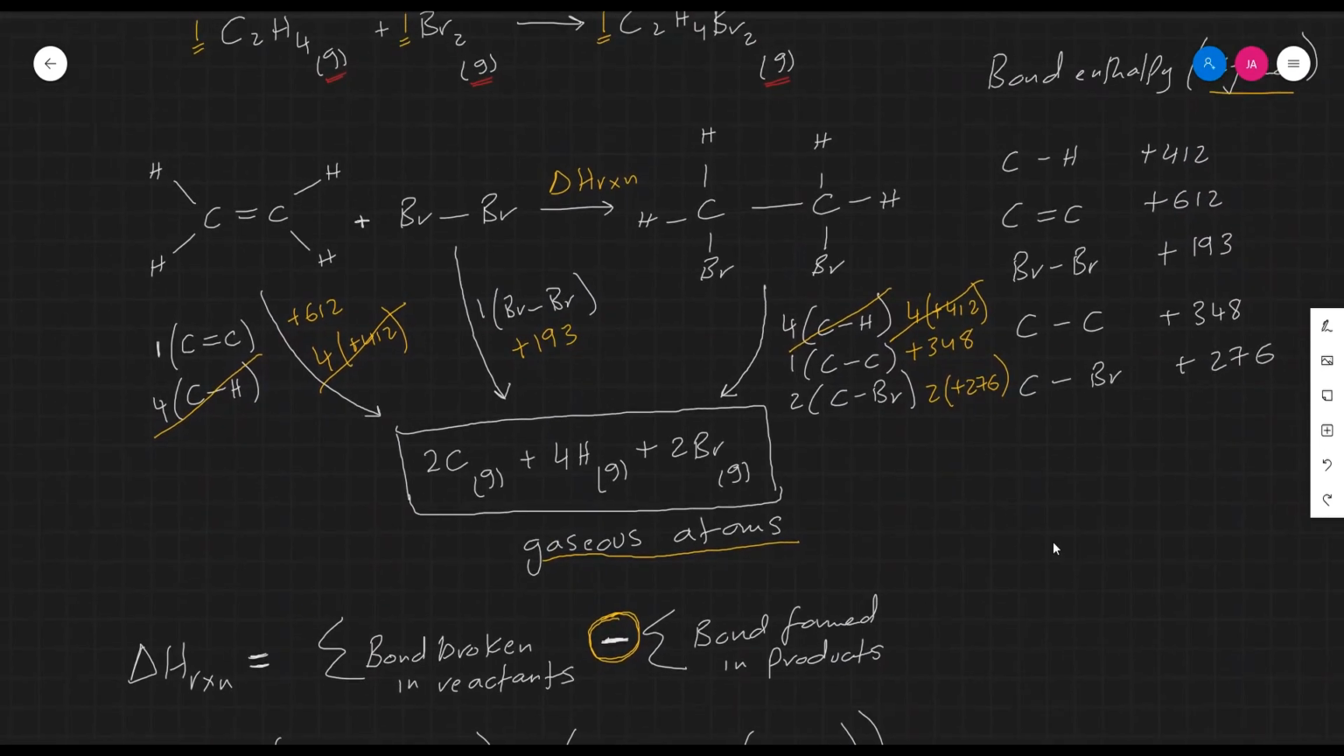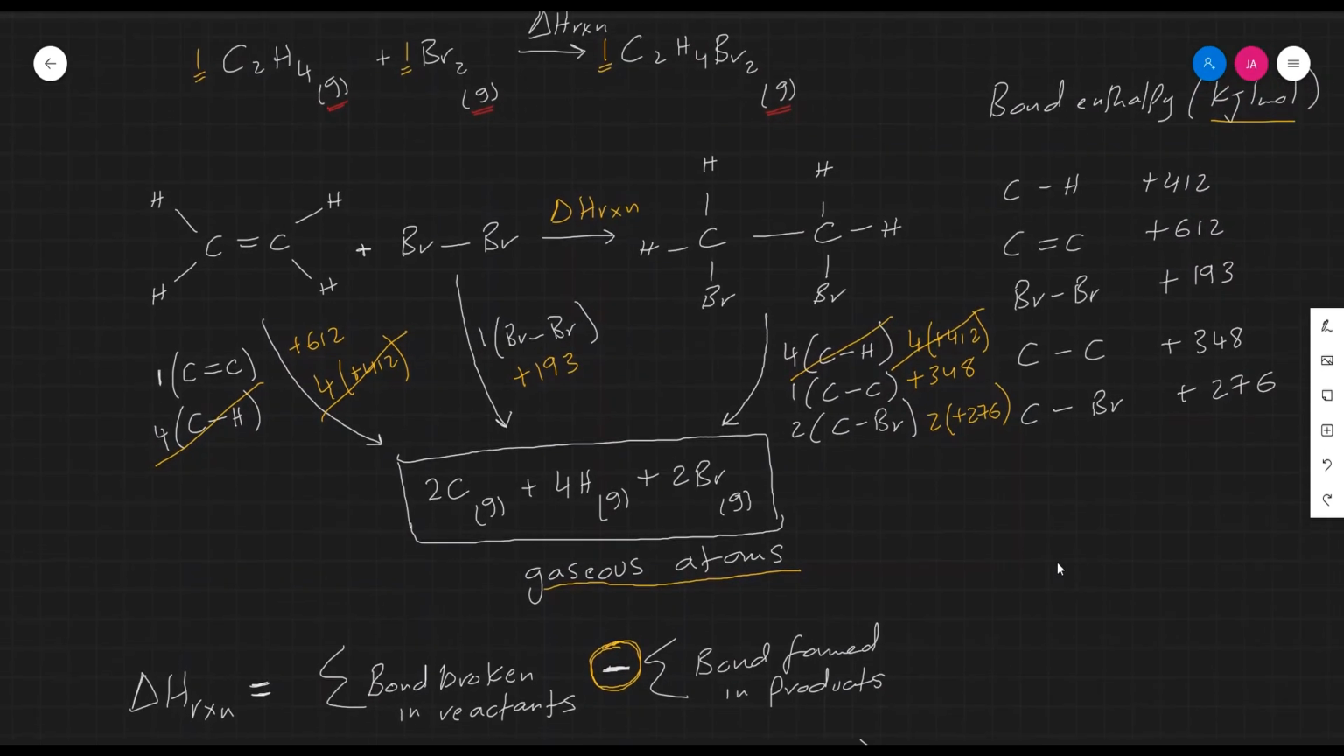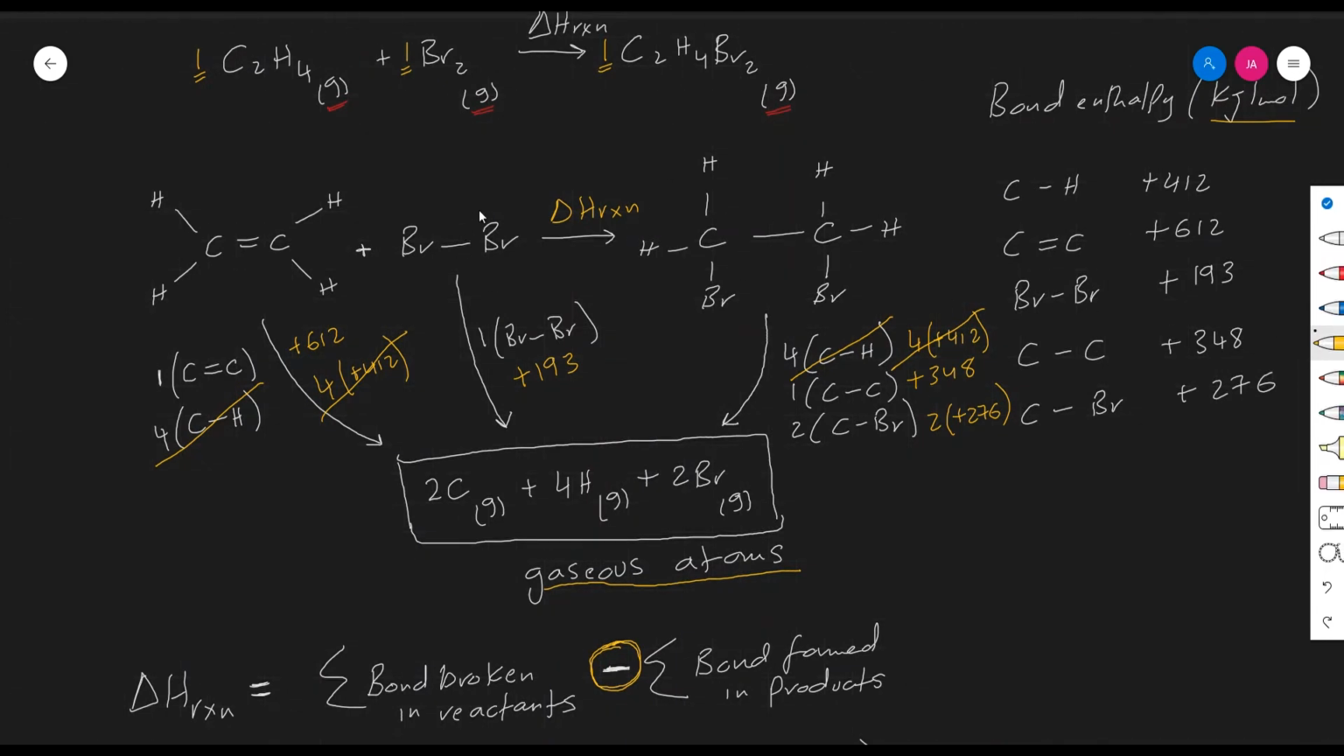Therefore, a quick recap. To calculate the enthalpy change of a reaction using bond enthalpies, the reactants and products must all be in the gaseous state. Always notice the number of moles here, because this represents one molecule. If this were 2 moles of C2H4, then these bonds would all be multiplied by 2. I would have 2 C double bond C and 8 C-H bonds instead. But in this example, they are all 1:1:1 stoichiometric molar ratios.